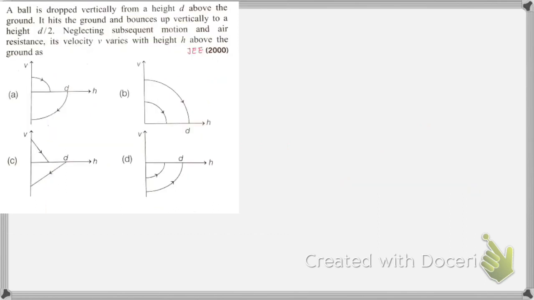A ball is dropped vertically from a height d, and it strikes the floor and bounces back to a height d by 2. So which graph of the following represents this kind of motion?